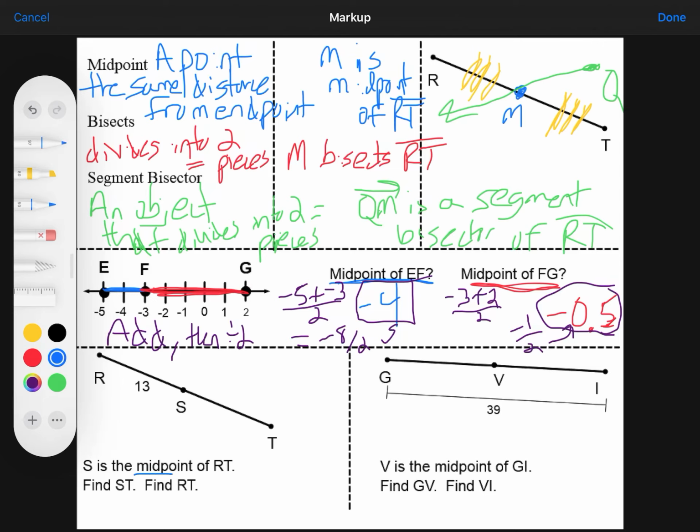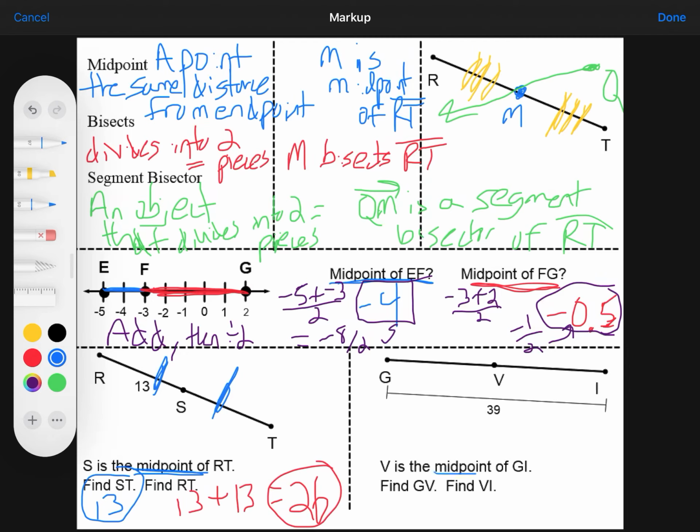All right, just a reminder, midpoint means not a point in the middle. It means two equal pieces. Meaning this piece is the same as this piece. Meaning how big is ST? ST is also 13. How big is RT? No trick question. 13 plus 13, or 13 times 2, is 26.